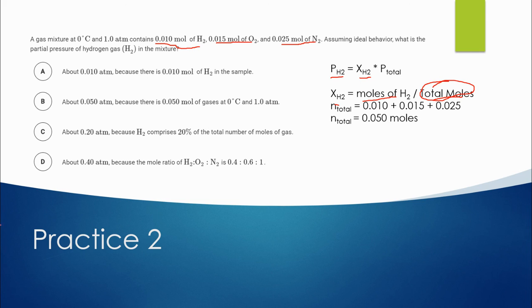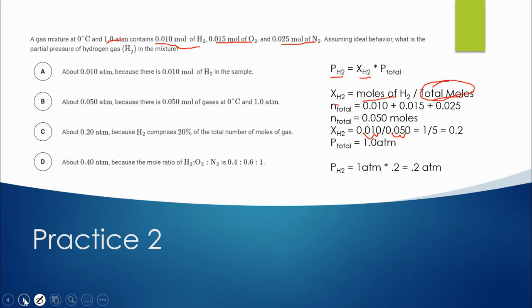And we know our moles of hydrogen, so then we can find our mole fraction of hydrogen. So we're doing 0.01 divided by 0.05. That's the same thing as 1/5, because if I multiply the top and bottom by 100, I would get 1/5. You should be able to do that math in your head, where our mole fraction would be 0.2. And then we're just multiplying that by our total. So our total pressure, we're told, is 1 atm. And so the partial pressure of hydrogen is 1 atm times 0.2.